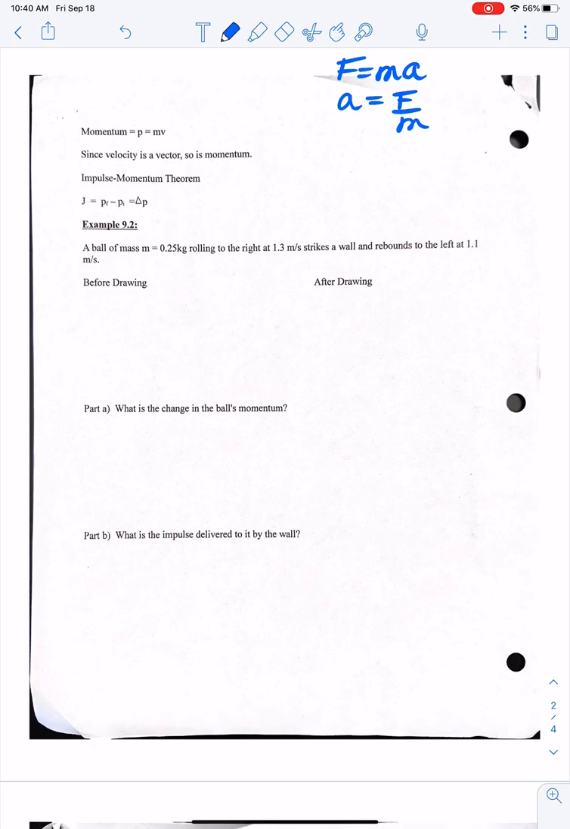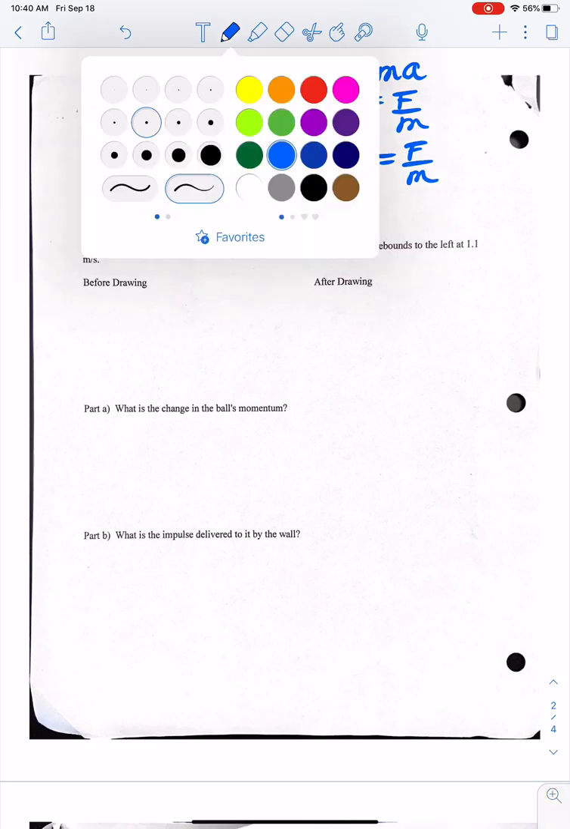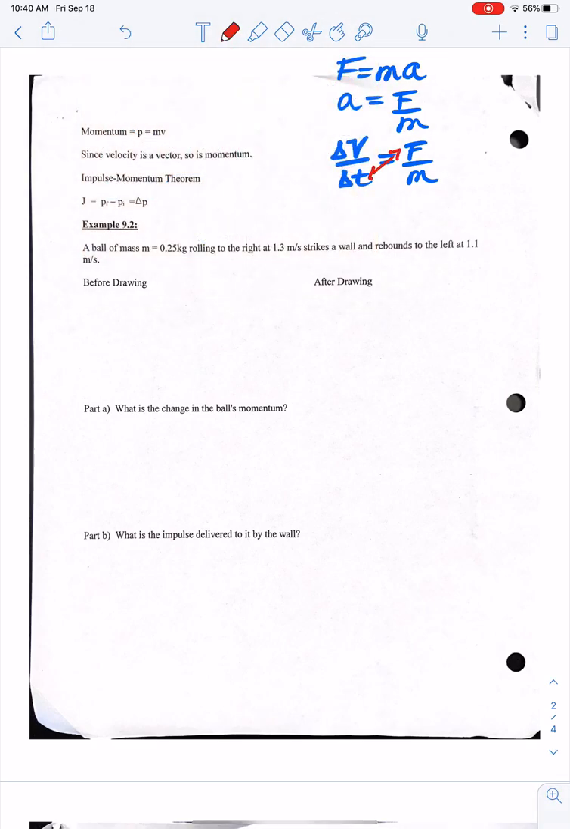Then we should also remember that acceleration is delta V over delta T. And the reason I bring this up is if we cross multiply here, just multiply these two and these two, we'll get something that looks maybe a little more familiar. Aha, right?